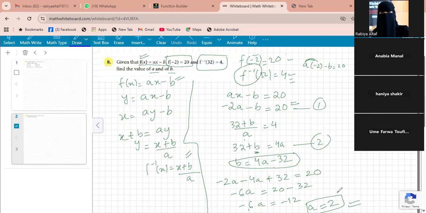Now you need to put this 2 in any of the above equations to find b. Like you can take this one as well. This is b equals 4. In place of a, we will write 2, minus 32. And then solve it further to get your final answer, which will be 8 minus 32. And after subtracting them, we will get our final answer. Can you tell me your final answer? It's 24, I guess. Yes, negative 24 is your final answer for b.